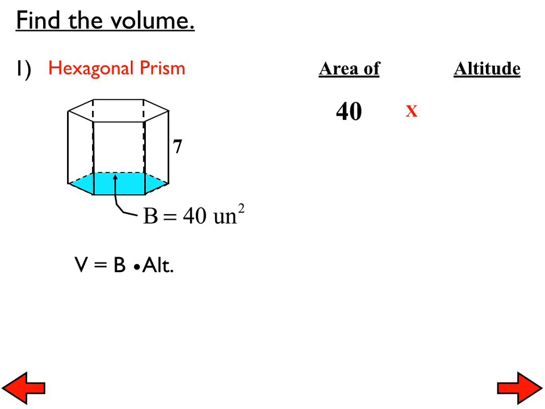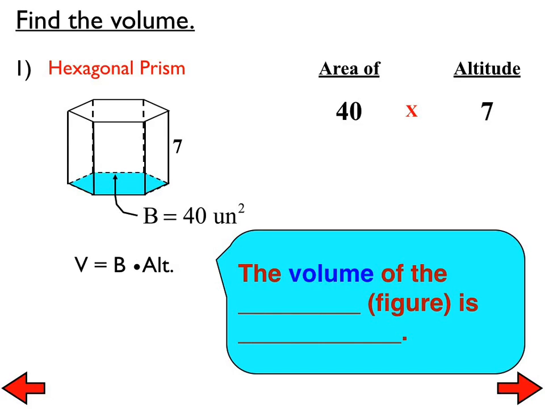The area of the base is 40. The altitude, which remember is just how tall it is, is 7. And that would be 280. So the volume of the hexagonal prism is 280 units cubed. Sometimes you're given units and sometimes you're not given units. All right. I would like everybody to try number 2.